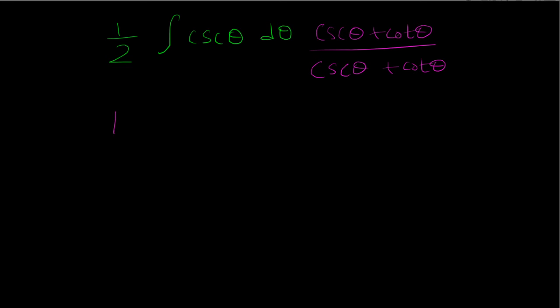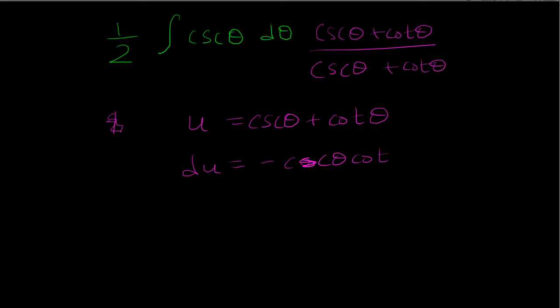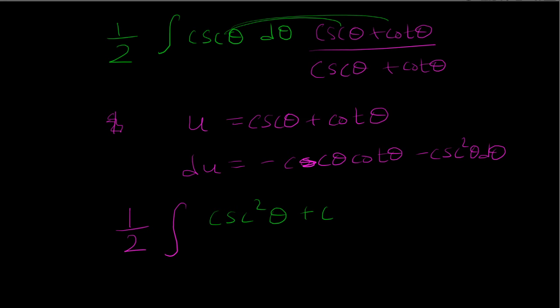Okay, so now I'm going to let u equal cosecant plus cotangent. So du will be negative cosecant cotangent minus cosecant squared. So that will just be 1/2. And if I distribute the cosecant, I have cosecant squared plus cosecant cotangent. And that's over cosecant plus cotangent.